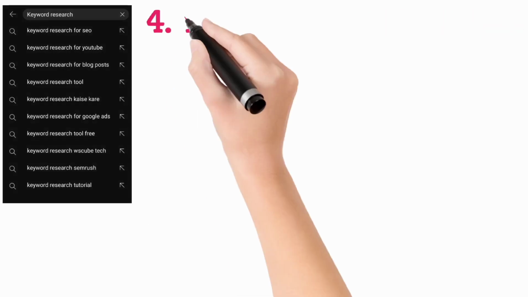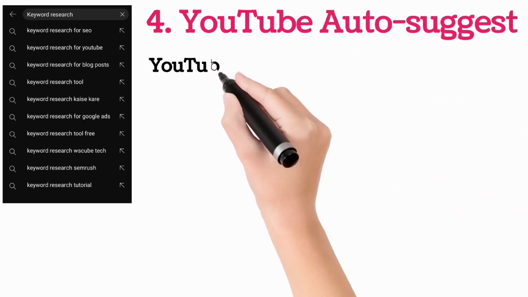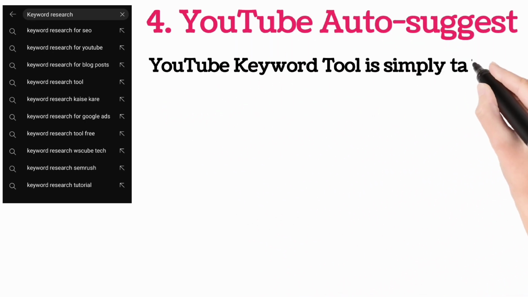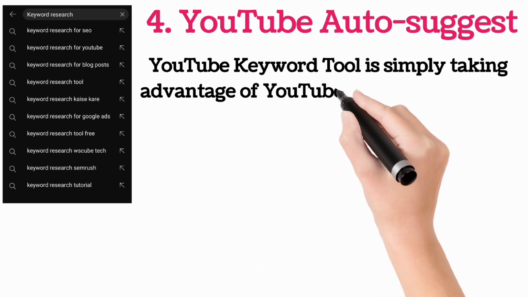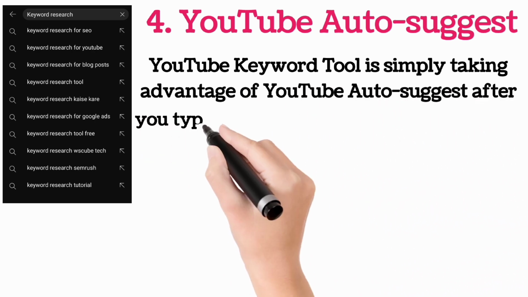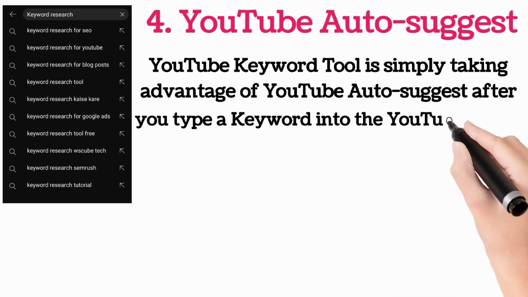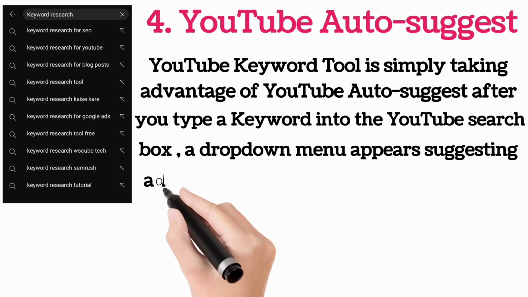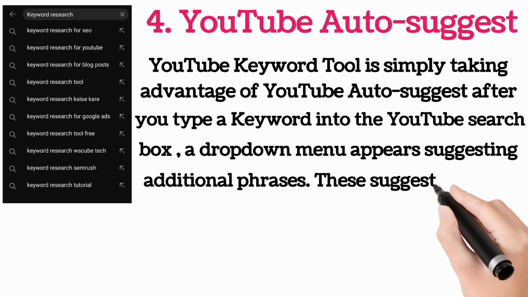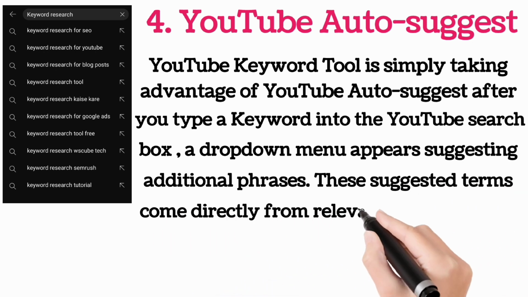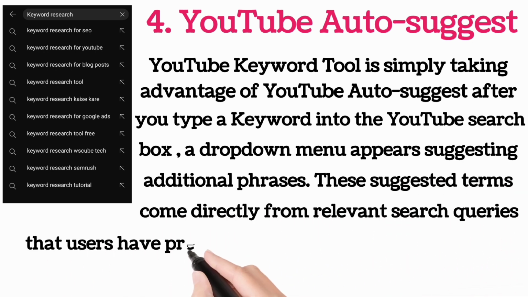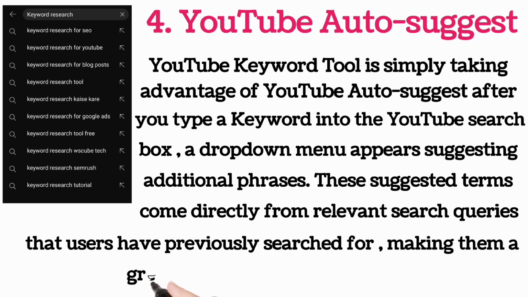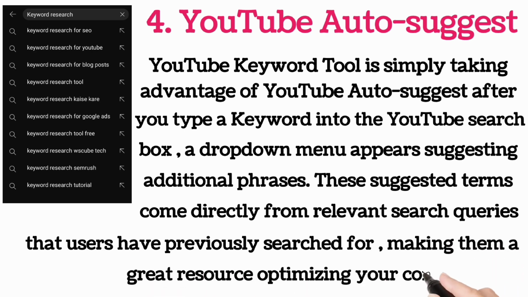4. YouTube Auto Suggest. Another great YouTube keyword tool is simply taking advantage of YouTube Auto Suggest. After you type a keyword into the YouTube search box, a drop-down menu appears suggesting additional phrases. These suggested terms come directly from relevant search queries that users have previously searched for, making them a great resource for optimizing your content.